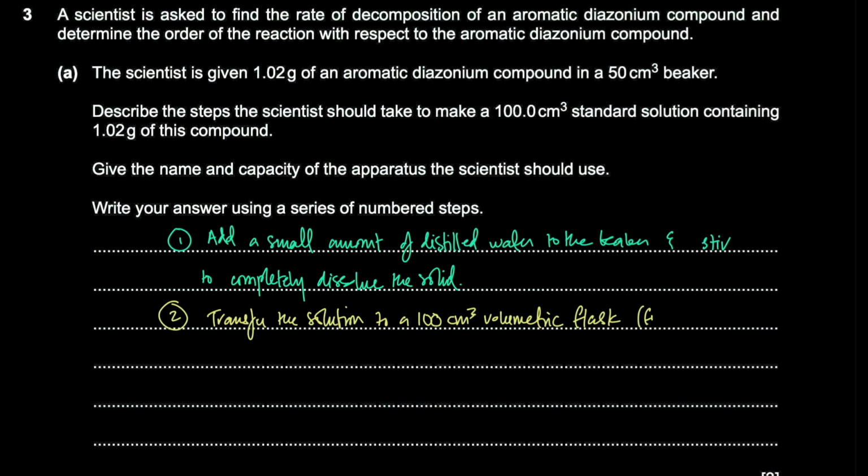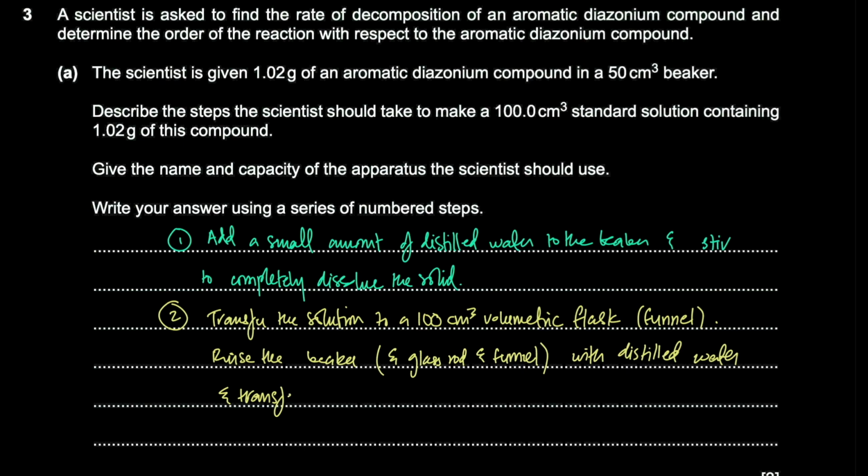I'm going to mention in parentheses that for this we're going to use a funnel, right? And then we're going to rinse the beaker. And I'll mention again in parentheses that we should also rinse the glass rod and the funnel with distilled water. They don't usually ask for that detail, but I'm still mentioning it. And transfer the washings to the 100 cm3 volumetric flask.